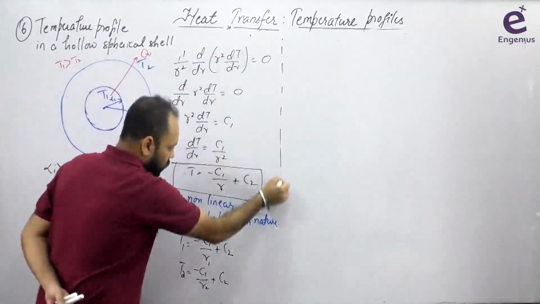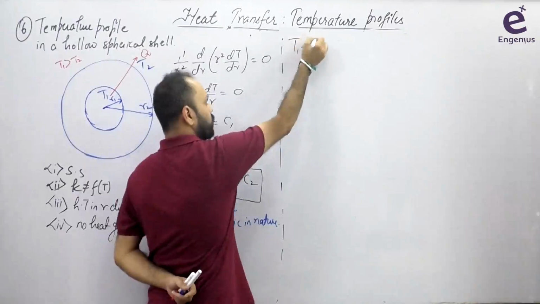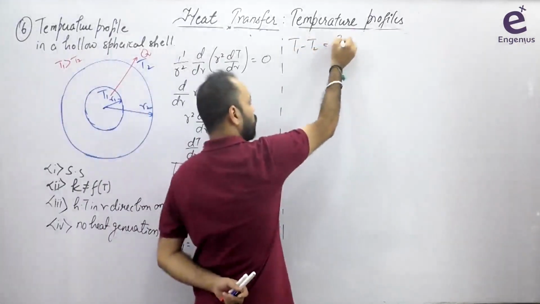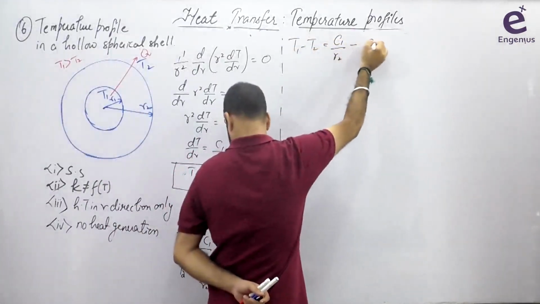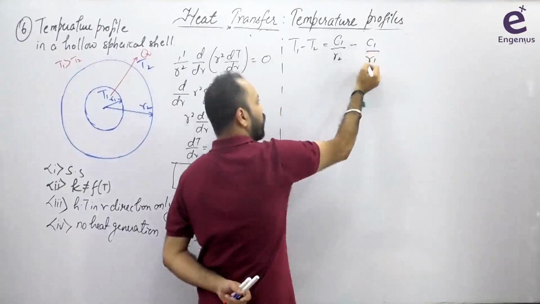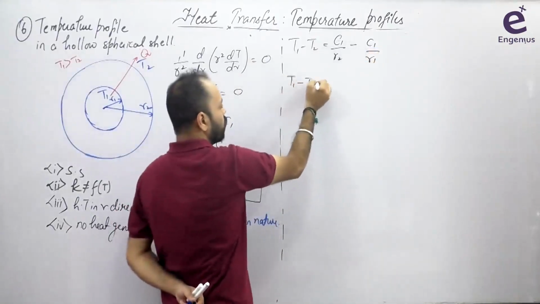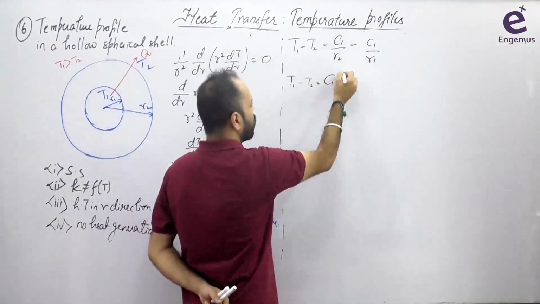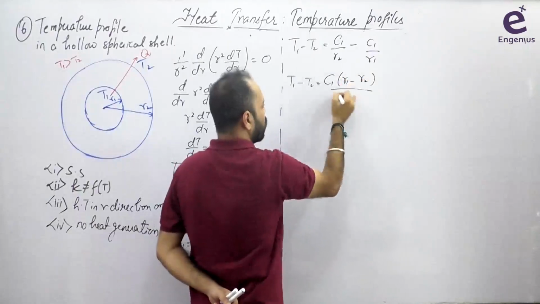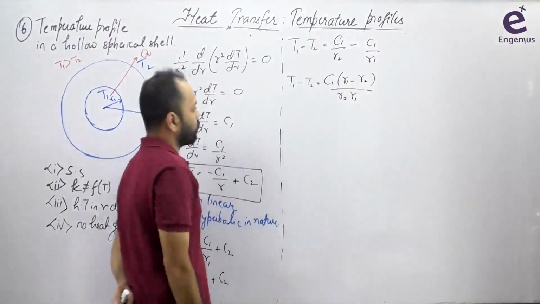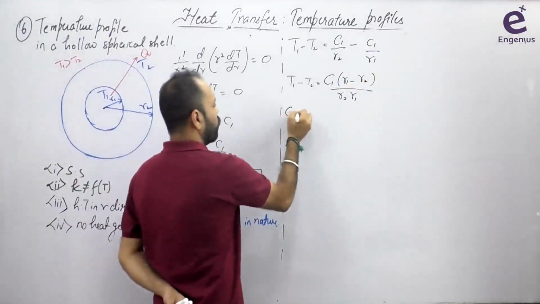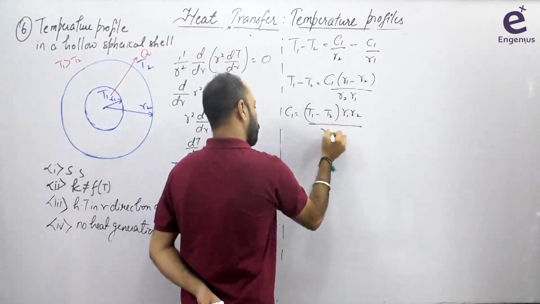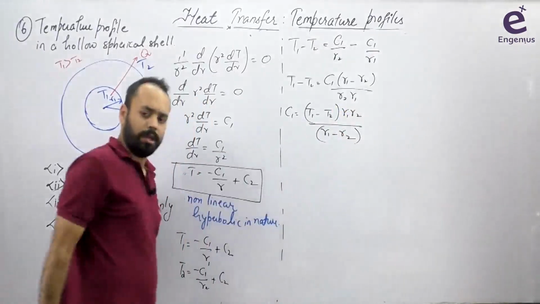I have the equation T1 minus T2 is equal to minus C1 by R1 minus C1 by R2. So that becomes C1 by R2 minus C1 by R1, and C2 cancels. How much will it come? T1 minus T2 is equal to C1 into (R1 minus R2) by R2 R1. That is C1. So C1 is equal to (T1 minus T2) into R1 R2 divided by (R1 minus R2). Done. Okay? Same thing.